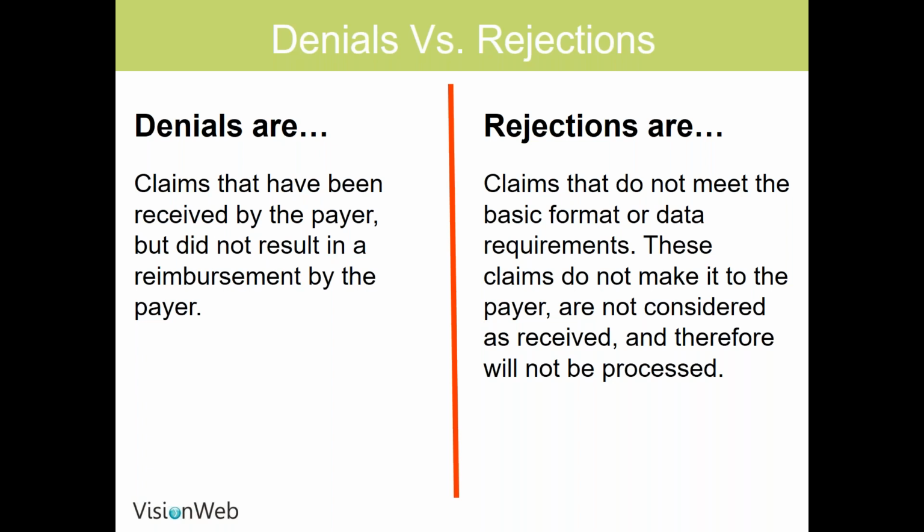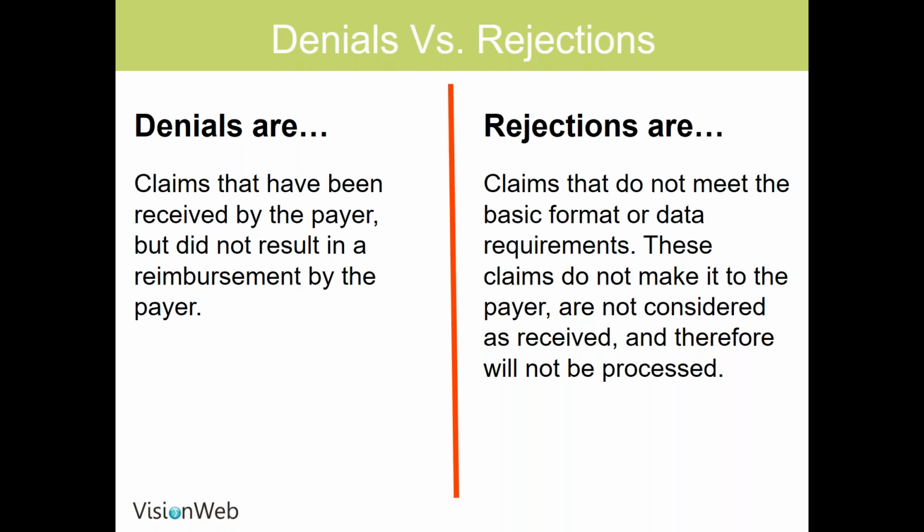So denials are claims that did process. You sent them in, and something about it, whether the diagnosis code didn't drive that particular test, or you had mutually exclusive tests on there, whatever the case may be, it did process at the insurance company, and they considered it for payment. It just didn't produce a payment.